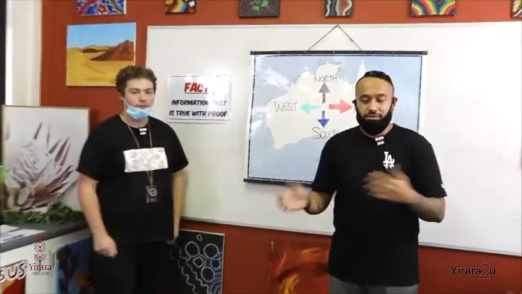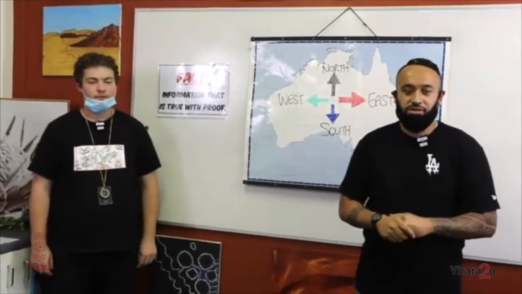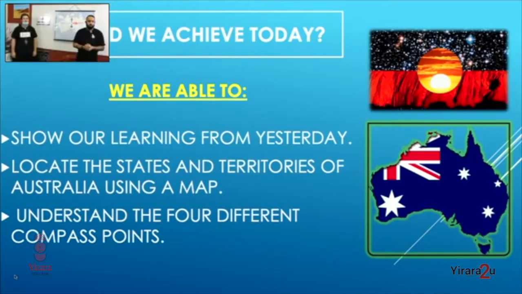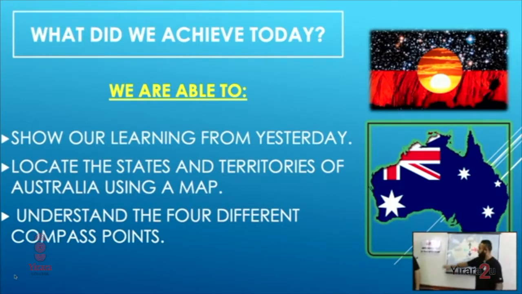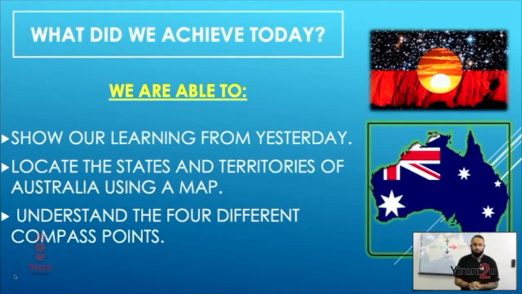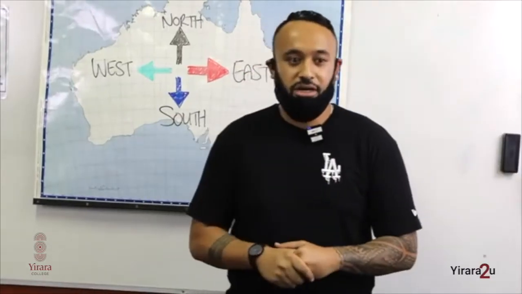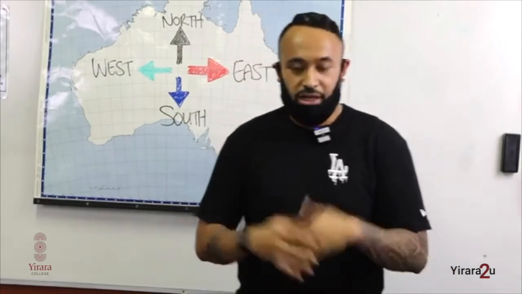All right, so let's finish off. As we conclude, we'll finish off with what we have achieved today. So what did we achieve today? Today we learnt to show our learning from yesterday, which is what we've done. So we looked at the meaning of fact. We also looked at the different fun facts that you have come up with. We also learned about locating the different states and territories of Australia using a compass and using a map.